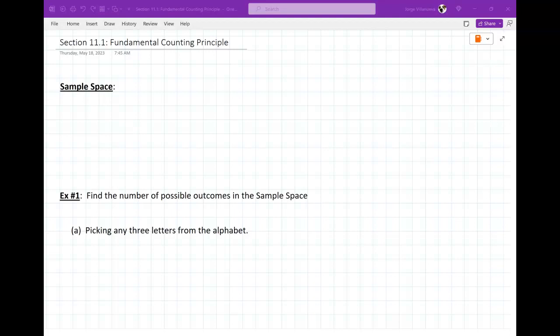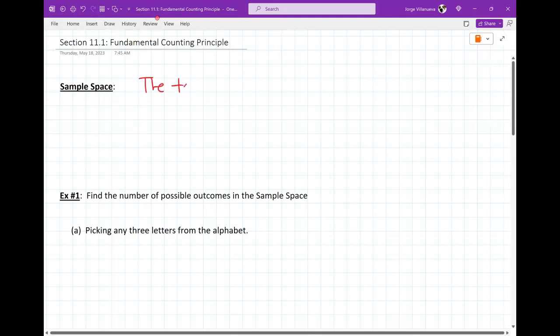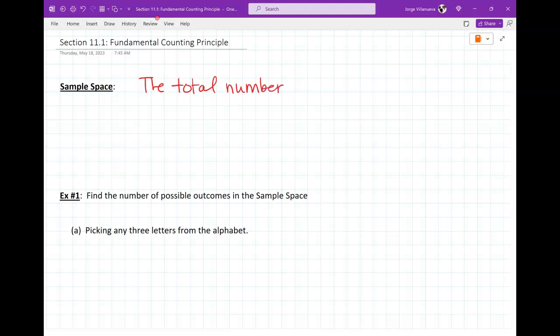So it depends on what we call our sample space, okay? So the sample space is, let me define that for us, the total number of ways an event can occur.